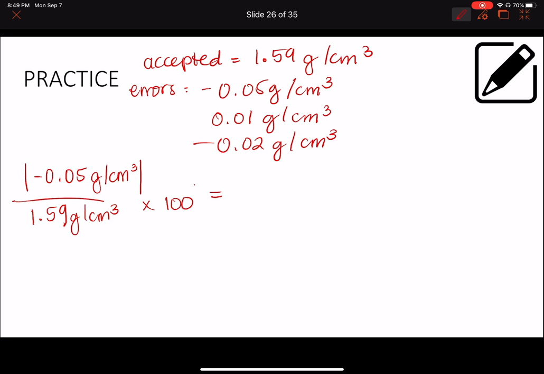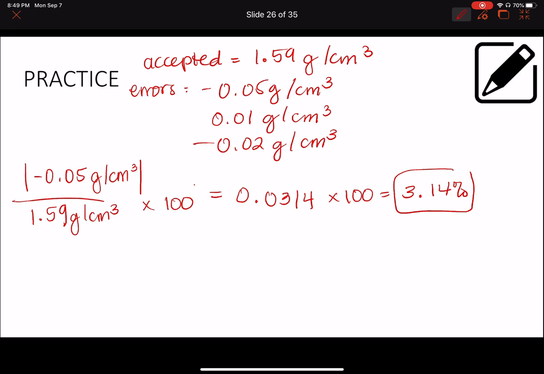So again, you can plug this into your calculator, probably the easiest way to do that. But again, this negative goes away, so you're just pretty much doing 0.05 divided by 1.59. I'm going to do the same, 0.05 divided by 1.59, and you should get 0.0314. And then you have to multiply that by 100, which just means you have to move your decimal over. Your answer should be 3.14% for the first error.